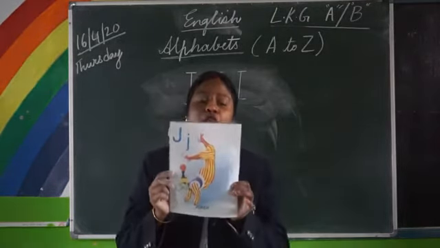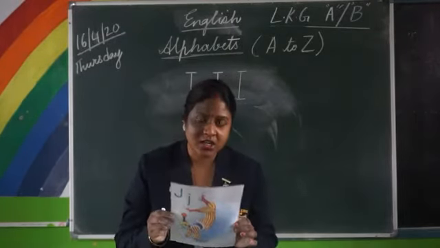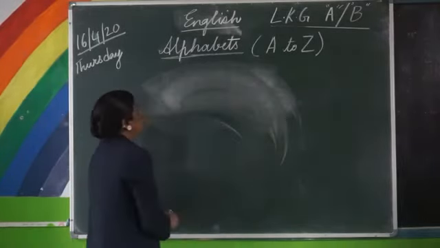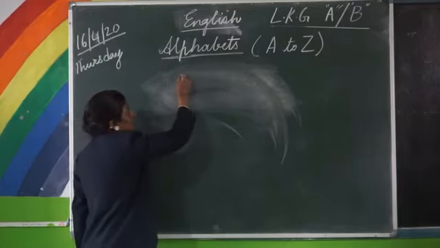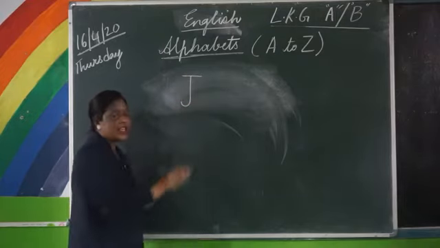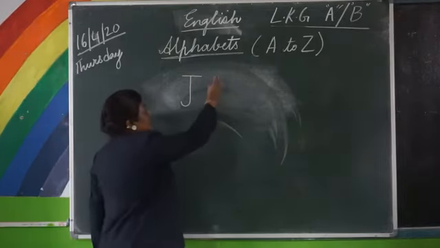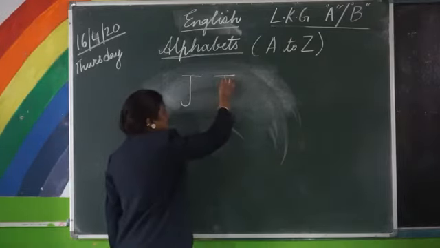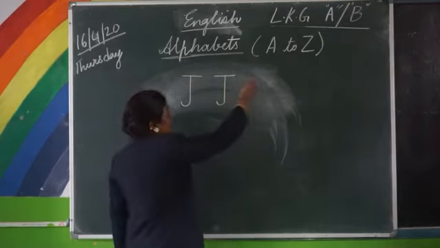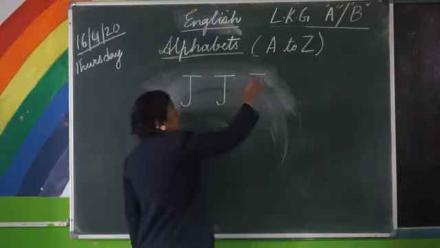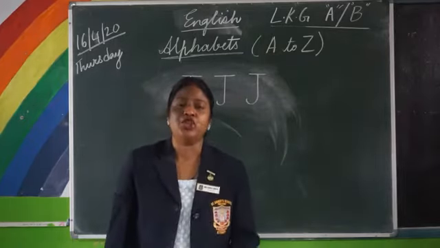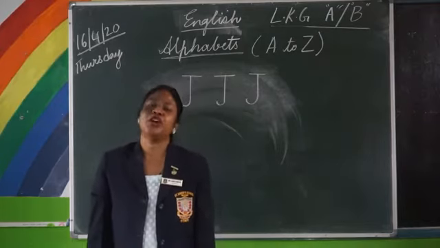Now J for joker. Now we are going to write the letter J. A sleeping line, a standing line, and a small curve makes the letter J. J for joker.